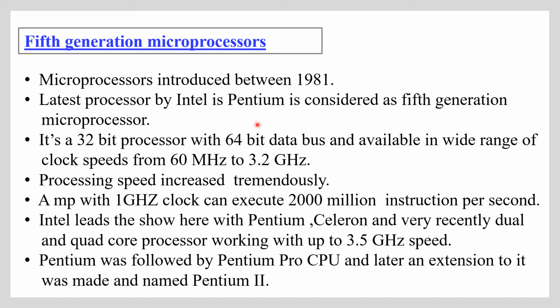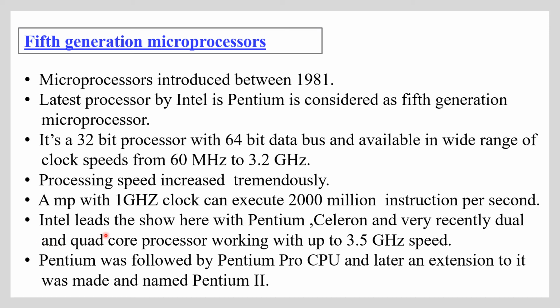You all know Pentium 1, Pentium 2, Pentium 3, Pentium Pro, yes or no? It is a 32-bit processor with a 64-bit data bus and available in a wide range of clock speeds from 60 megahertz to 3.2 gigahertz. So it provides the greatest speed, and processing speed increased tremendously. A microprocessor with a 1 gigahertz clock can execute 2000 million instructions per second.